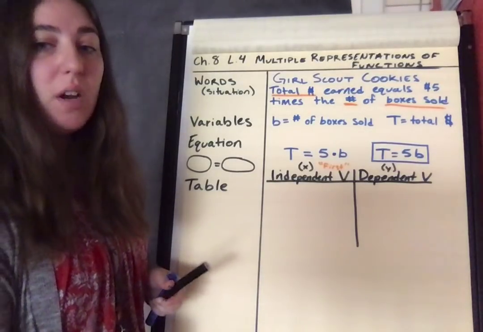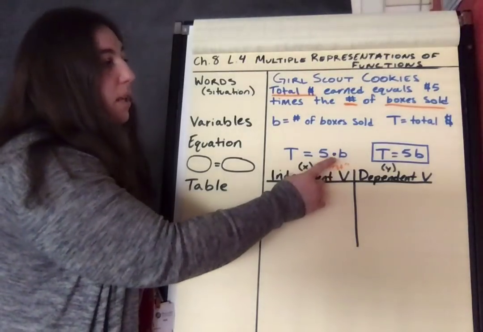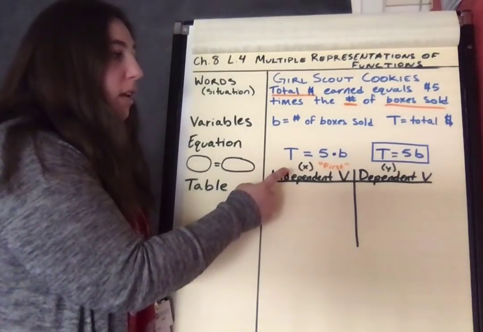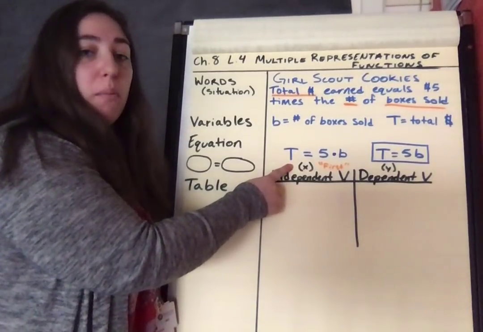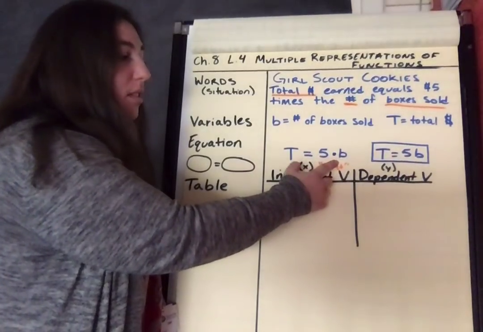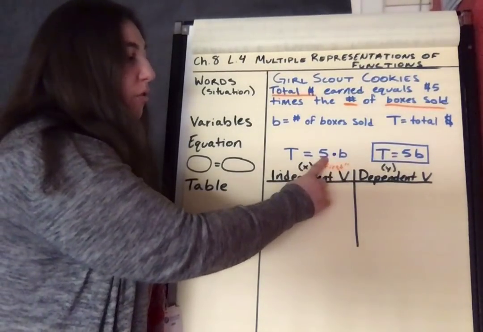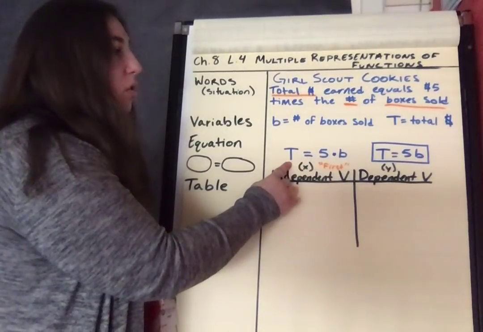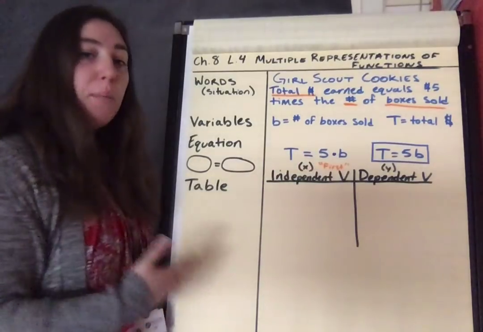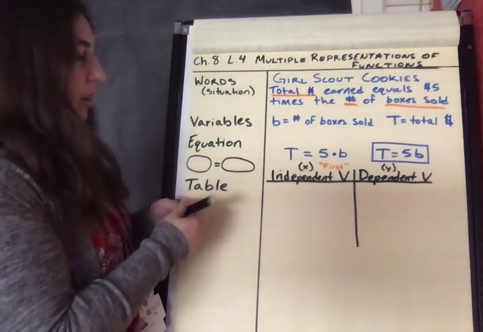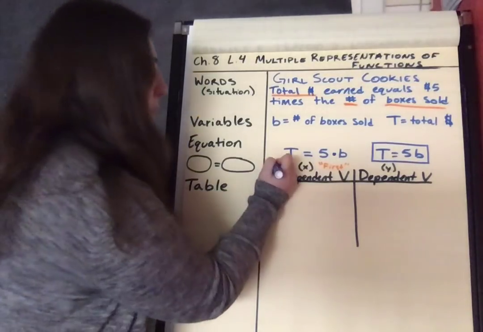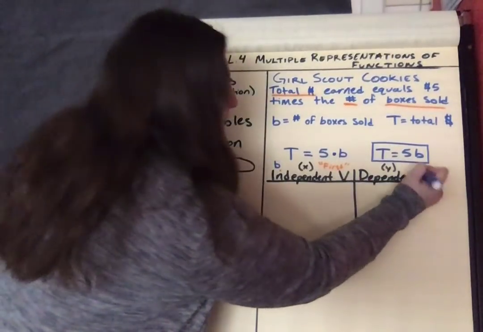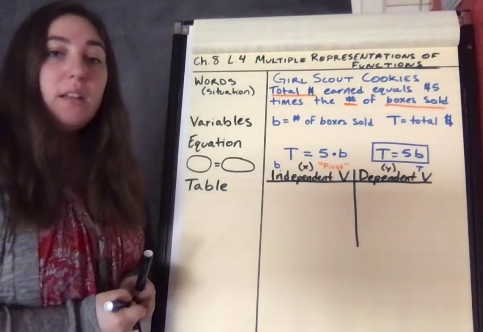So our independent variable is going to be b, because the number of boxes does not depend on the total money. The total cost, the total money, depends on how many boxes. If you buy 2 boxes, well, 5 times 2 is 10. If you buy 4 boxes, 5 times 4 is 20. So the total amount earned depends on how many boxes people buy. So we're going to say that b is the independent variable, our variable b, and t is our dependent variable.